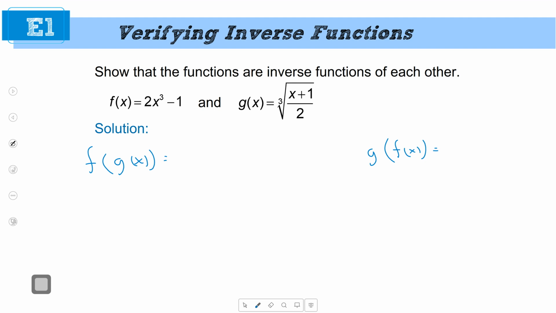What do you get? X. For both? Yeah, everybody good on that? Anybody having trouble setting up that composite function?